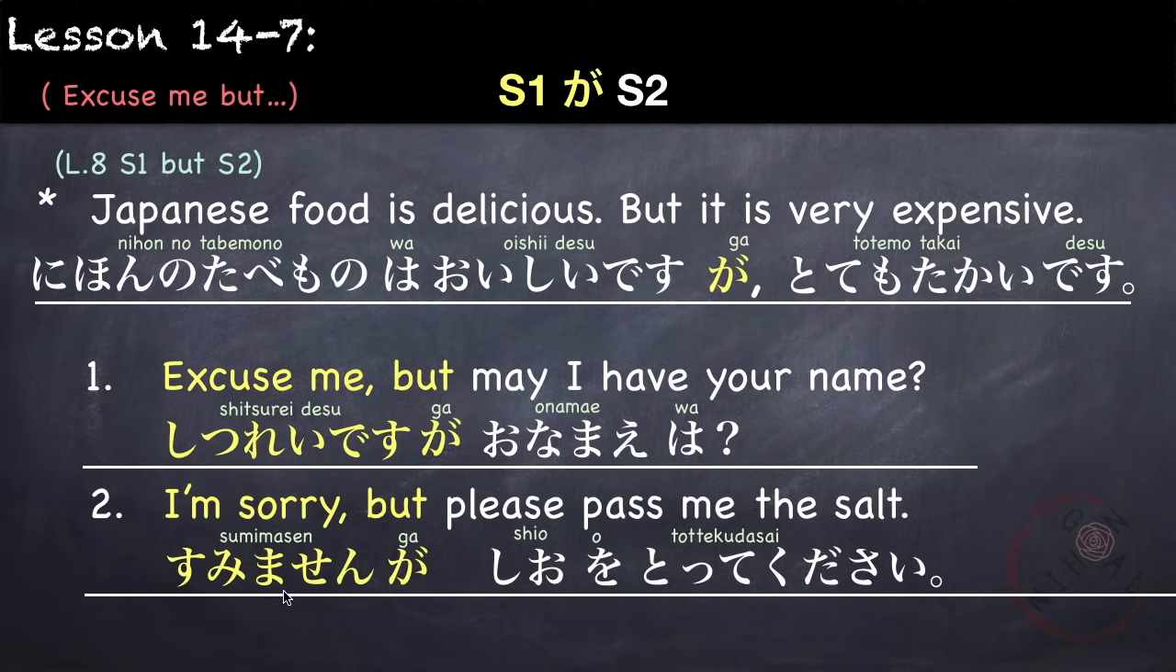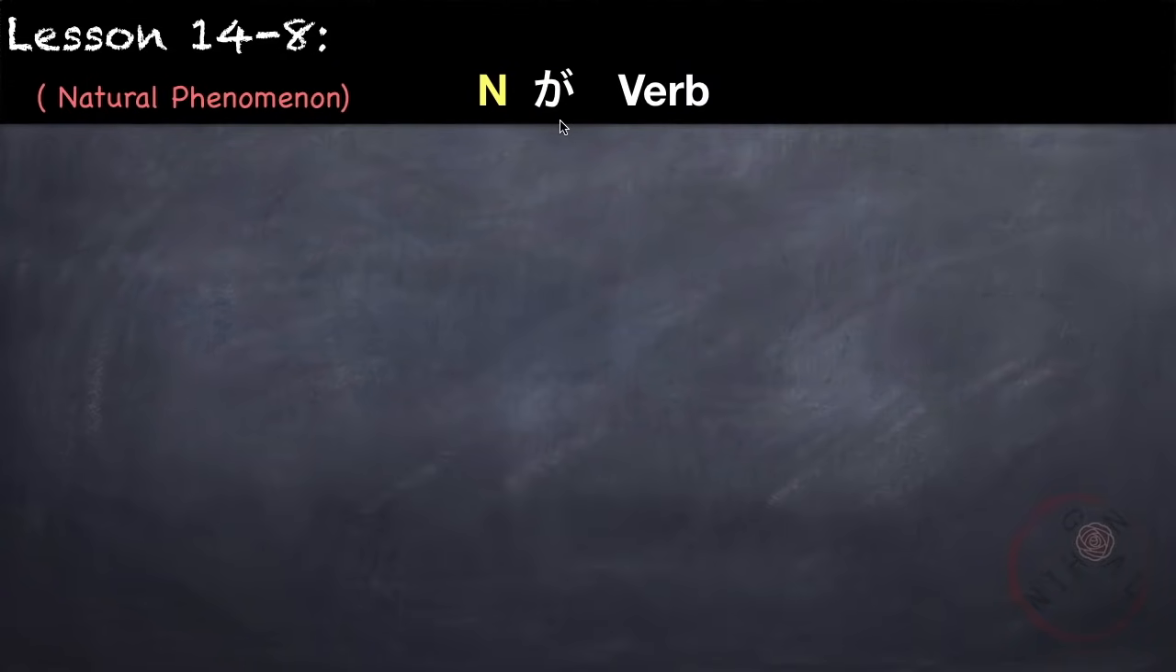On the other hand, すみませんが is used when the speaker wants to ask the listener to do something for him or her, such as, please pass me the salt. And lastly is using particle ga to mark the noun where the noun is a natural phenomenon.